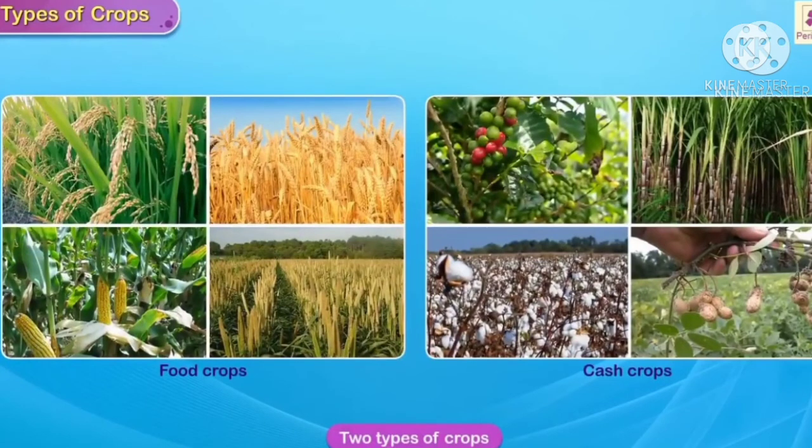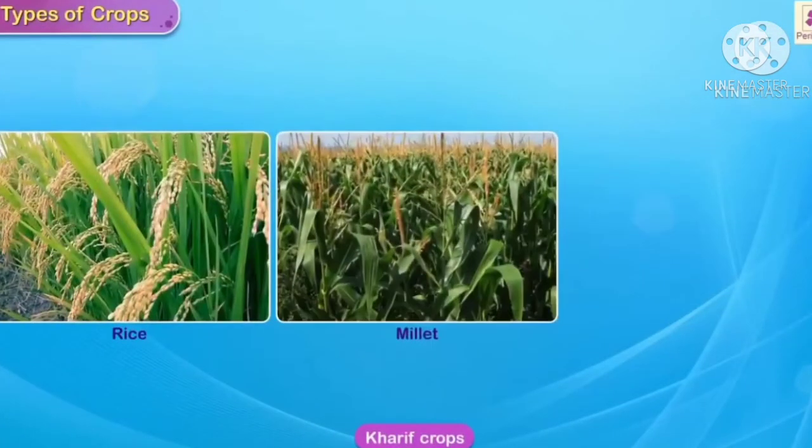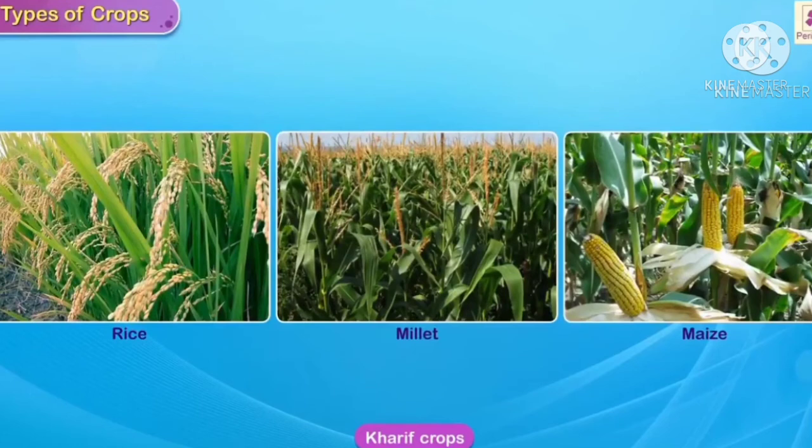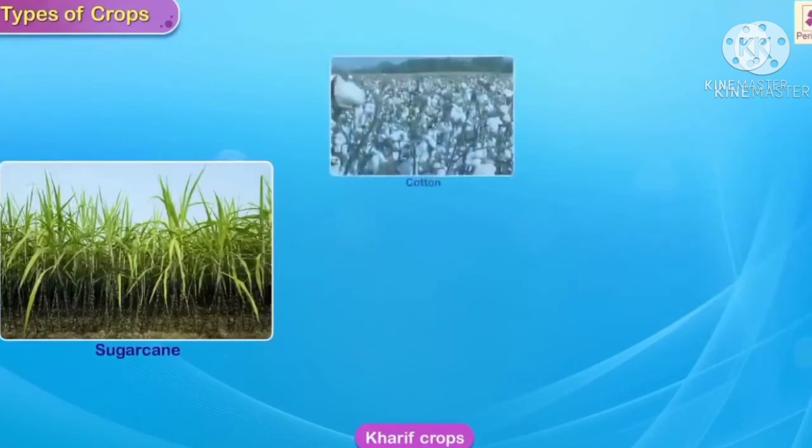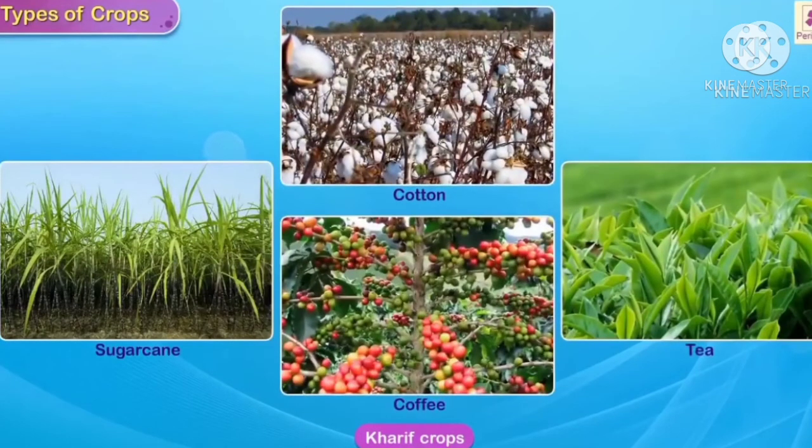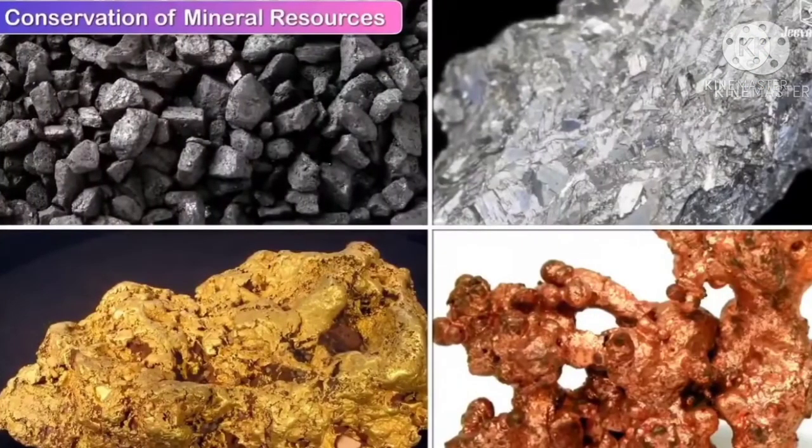There's a difference between these. The food crops are mainly produced for food and consumption, while cash crops are those crops that we produce so that we can sell them and make income. So they are produced for cash. You have seen them: cotton, tea, coffee, sugar cane. We have groundnuts and so on.